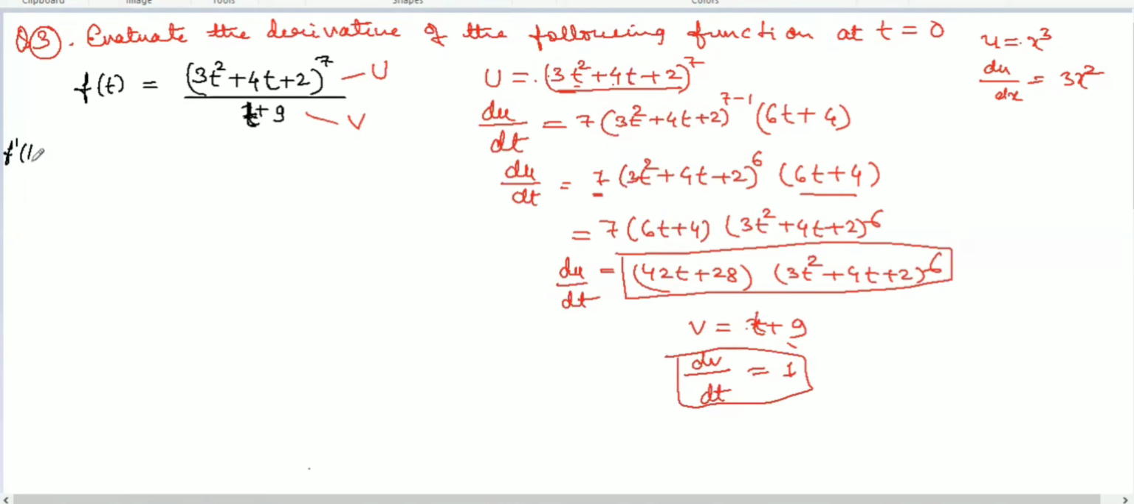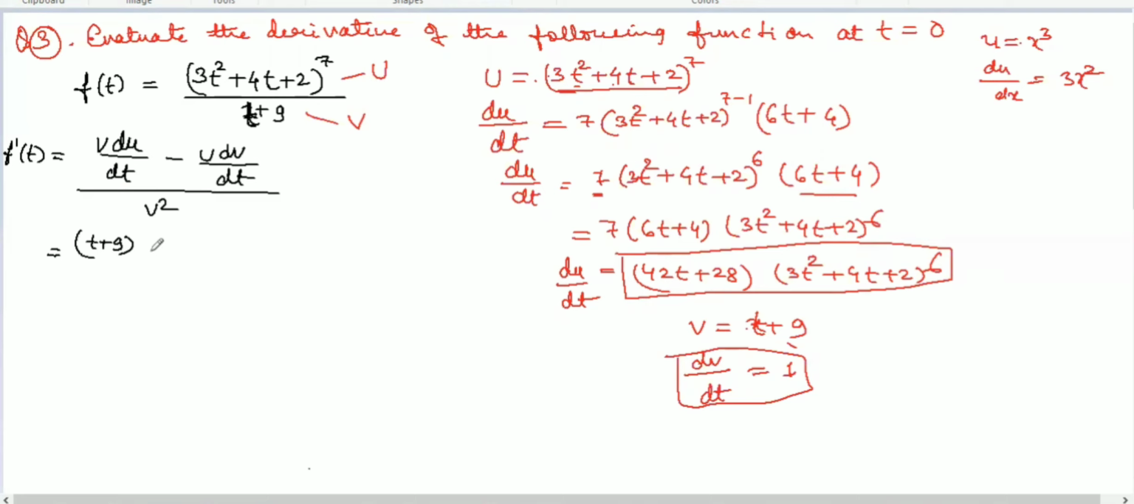F prime of t equal to, write down the formula first. So the formula is v du over dt minus u dv over dt, all over v square, and we will sub in everything here. So what is v here? v is t plus 9. So t plus 9 is the v, and du over dt is this whole thing.